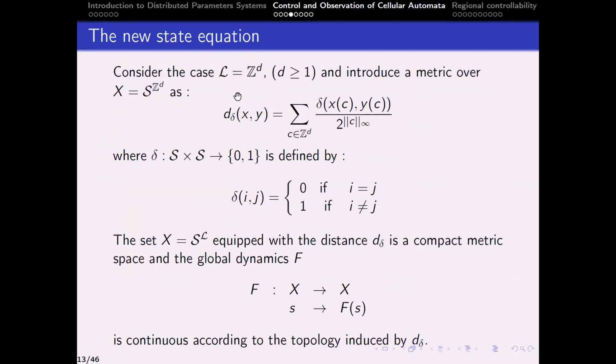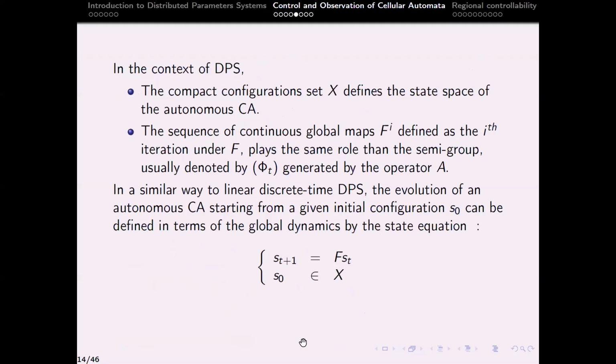For the lattice, when we deal with infinite lattices with dimension d, we can introduce this very famous metric, and with this metric we have a structure of compact space. With the induced discrete topology, we have the continuity of the global function f, and this gives us the possibility to see a Cellular Automata, as it was given even before, as a dynamical system.